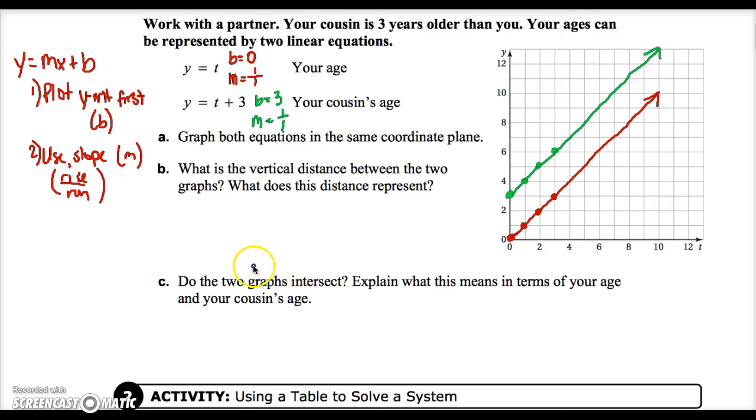So now that we have them graphed, let's look at part B. What is the vertical distance between the two graphs? So if I take two of the points, let's say I take this point and this point, what is the vertical distance? How far is it from here to here? 1, 2, 3. Okay, so the distance is 3. And what does that distance represent? Well, that was the age difference between you and your cousin.